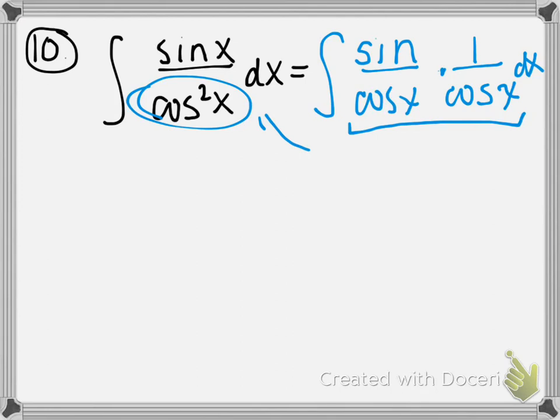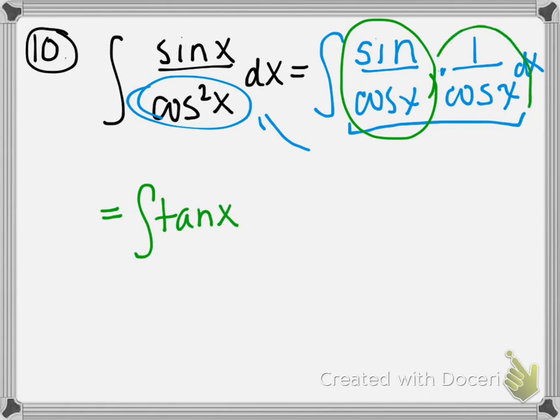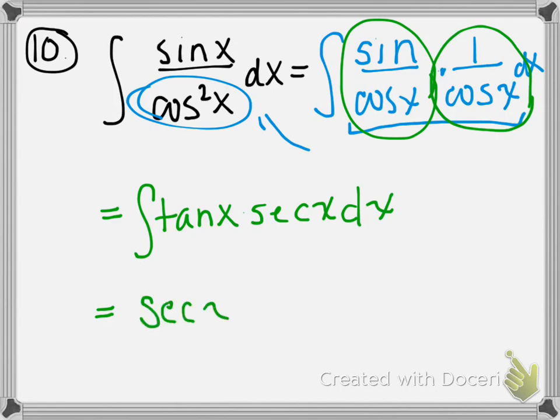Now, you may be asking yourself, so how does this really help me? Well, knowing our trig relationships is very helpful, because now you should know what sine over cosine is. Sine over cosine is just another name for tangent. And 1 over cosine is nothing more than secant. And with that little bit of rewrite, you should know, hey, what do I differentiate to get tangent secant? And your answer would be secant x. Of course, don't forget plus c.